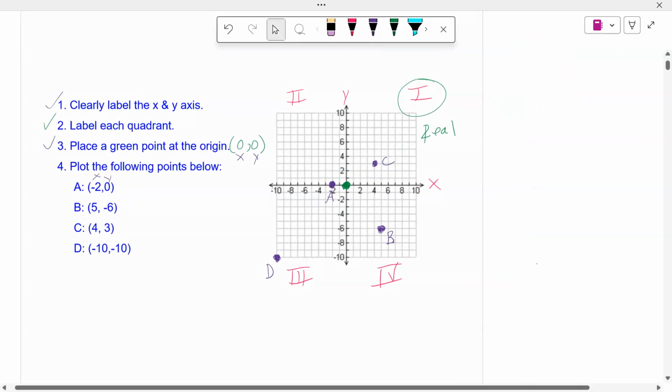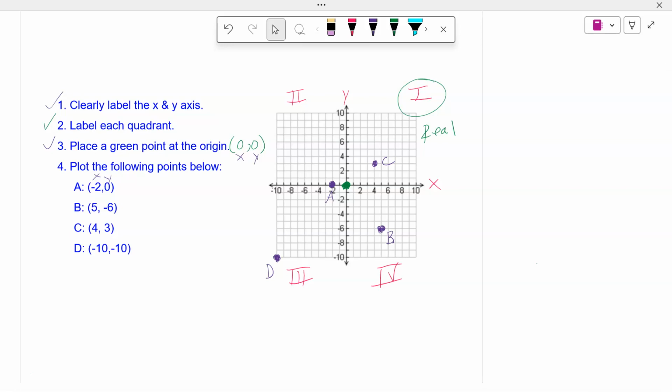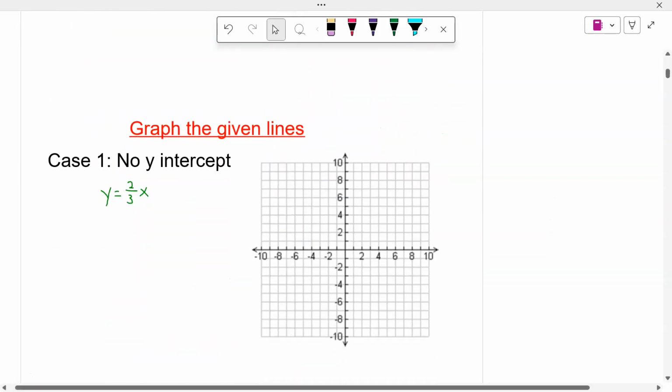So hopefully you're feeling a little bit better about the quadrants, the coordinate plane itself, what the origin means, how to plot points, and of course the x and y axis. We don't want to mix those up. So since we've checked those boxes, let's keep cruising.